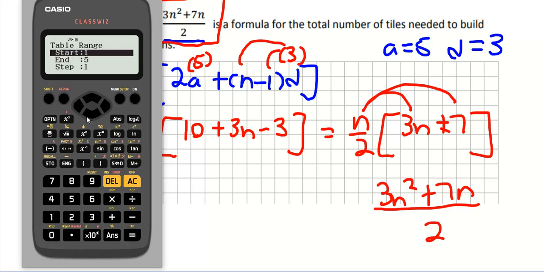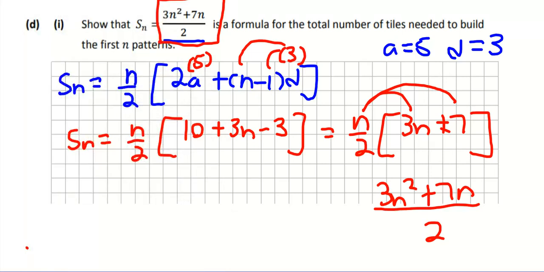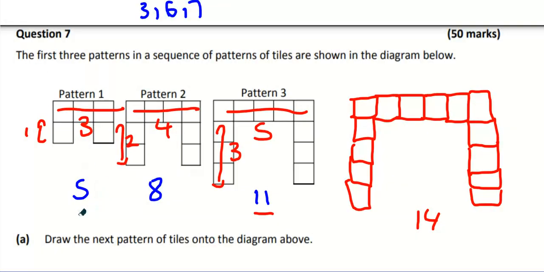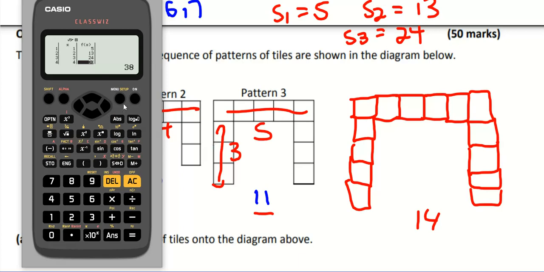Start at 1, finish at 20, step of 1. Now guys, see these numbers I'm getting here? 5, 13, 24, and 38, yeah? So I'll show you what they mean now. S1 is 5. S2 is 13, because 5 plus 8. And S3 is 5 plus 8 plus 11. I know that I have this entered correctly, because the numbers are matching up with the sequence.